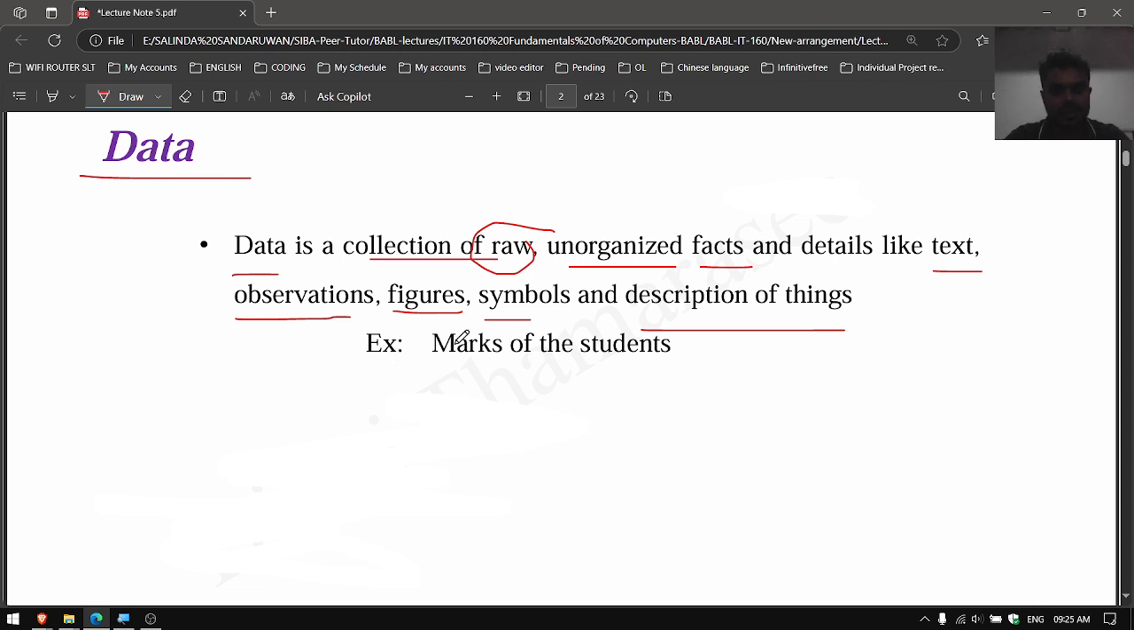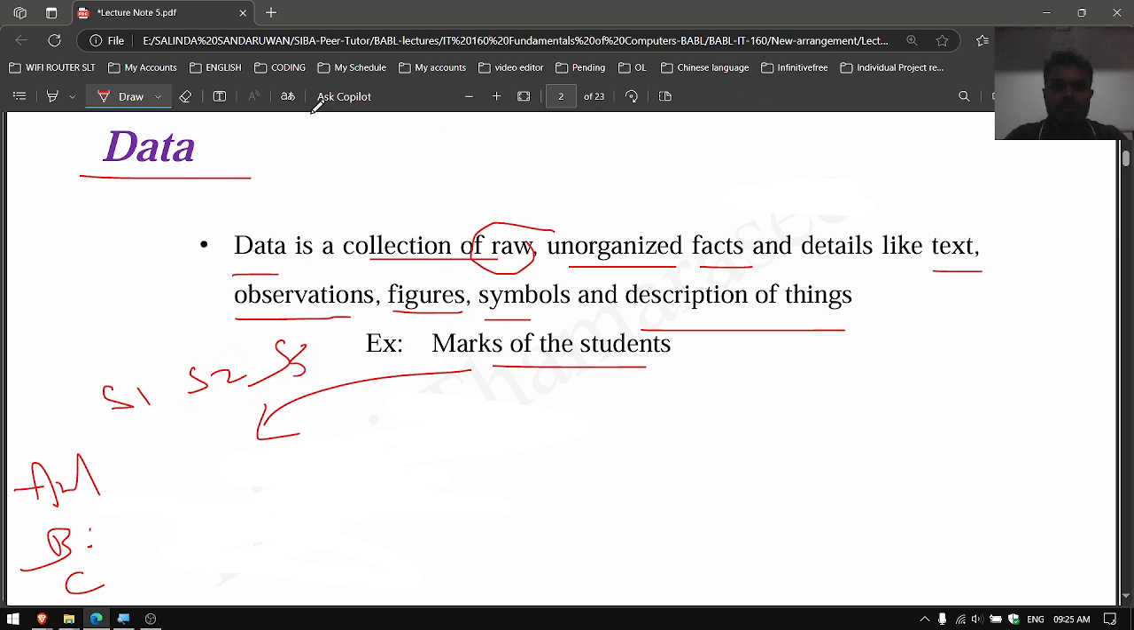Here they have mentioned marks of the students. We have Amal, Bimal and Chamal, and for subject 1, subject 2 and subject 3, we have a list of marks. Amal has scored 10 for subject 1, 8 for subject 2, and 5 for subject 3, and Bimal has scored 9 marks for subject 1, 7 marks for subject 2, and for the third one 10, and Chamal has scored 10 for each. So here it doesn't make sense.